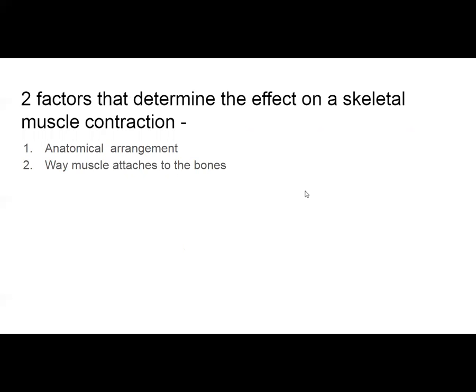All right, here's another short answer type question. What are 2 factors that can determine the effect of a skeletal muscle contraction? And the answer would be the anatomical arrangement and the way the muscle attaches to the bones, okay? So how's the muscle arranged anatomically? How's the muscle attached to bone? That tells you a lot about how that muscle is going to contract.